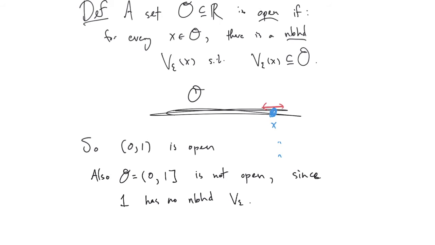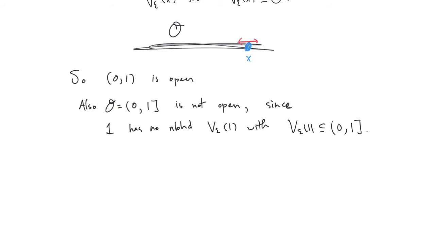In this case, I'm going to say since 1 has no neighborhood V epsilon of 1 with V epsilon of 1 a subset of the interval 0 to 1, like that. The way to think of this on a picture is 0 to 1 closed at the 1 side. When I look at this point, any small neighborhood, no matter how small, must stretch out past the set. So this leaves O.